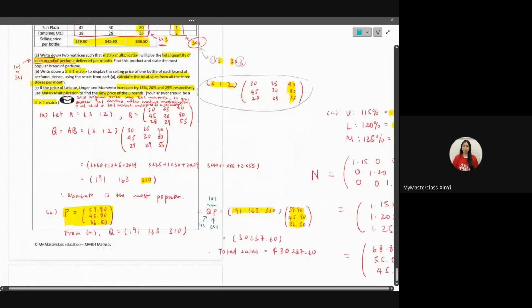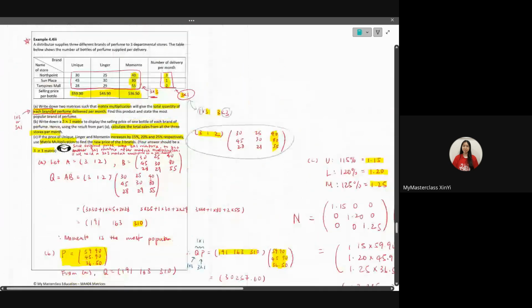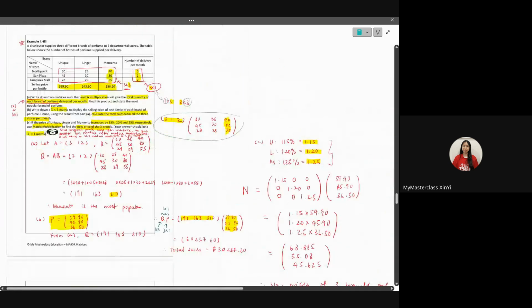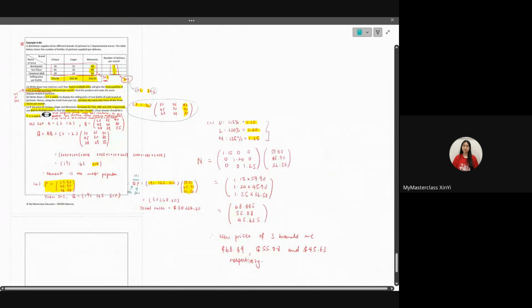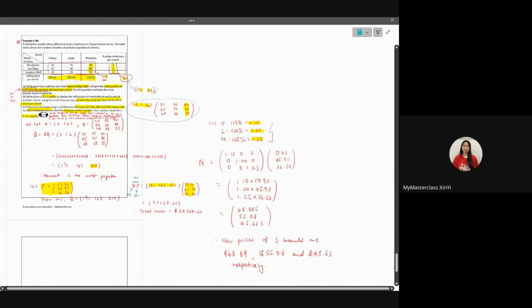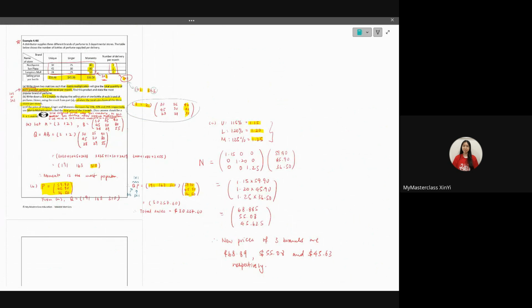Okay, so take note of this question. This question is not as straightforward as the other normal word problems involving matrix. Sometimes you need to do a bit of manipulation. So don't always just plug from the table and do your matrix multiplication without thinking whether it fits the context of the question. Okay, so that's all we have for this example.